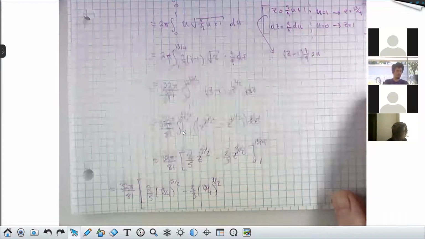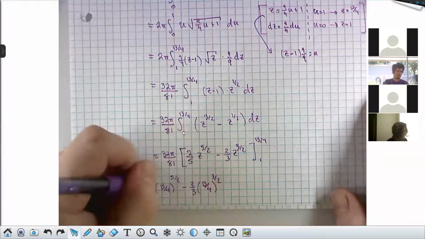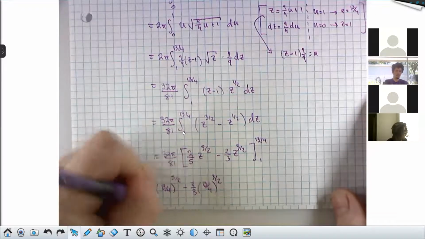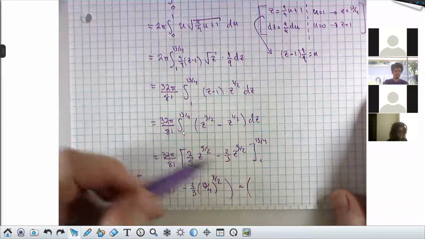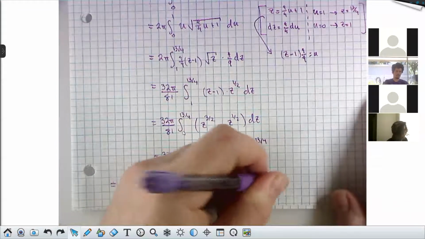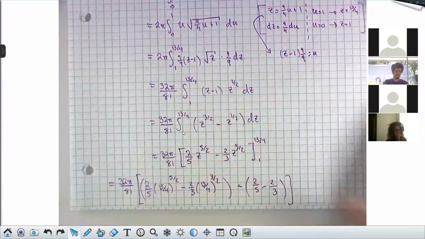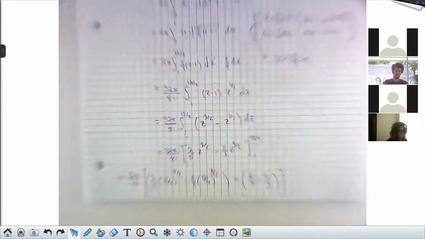So here's what I get when I plug in my upper bound. And then we subtract from that what we get when we plug in our lower bound. When we plug in 1, this is just 2/5 minus 2/3. All right. So I apologize for the interruption. Even without the interruption, though, you see this is a fairly gnarly integral.